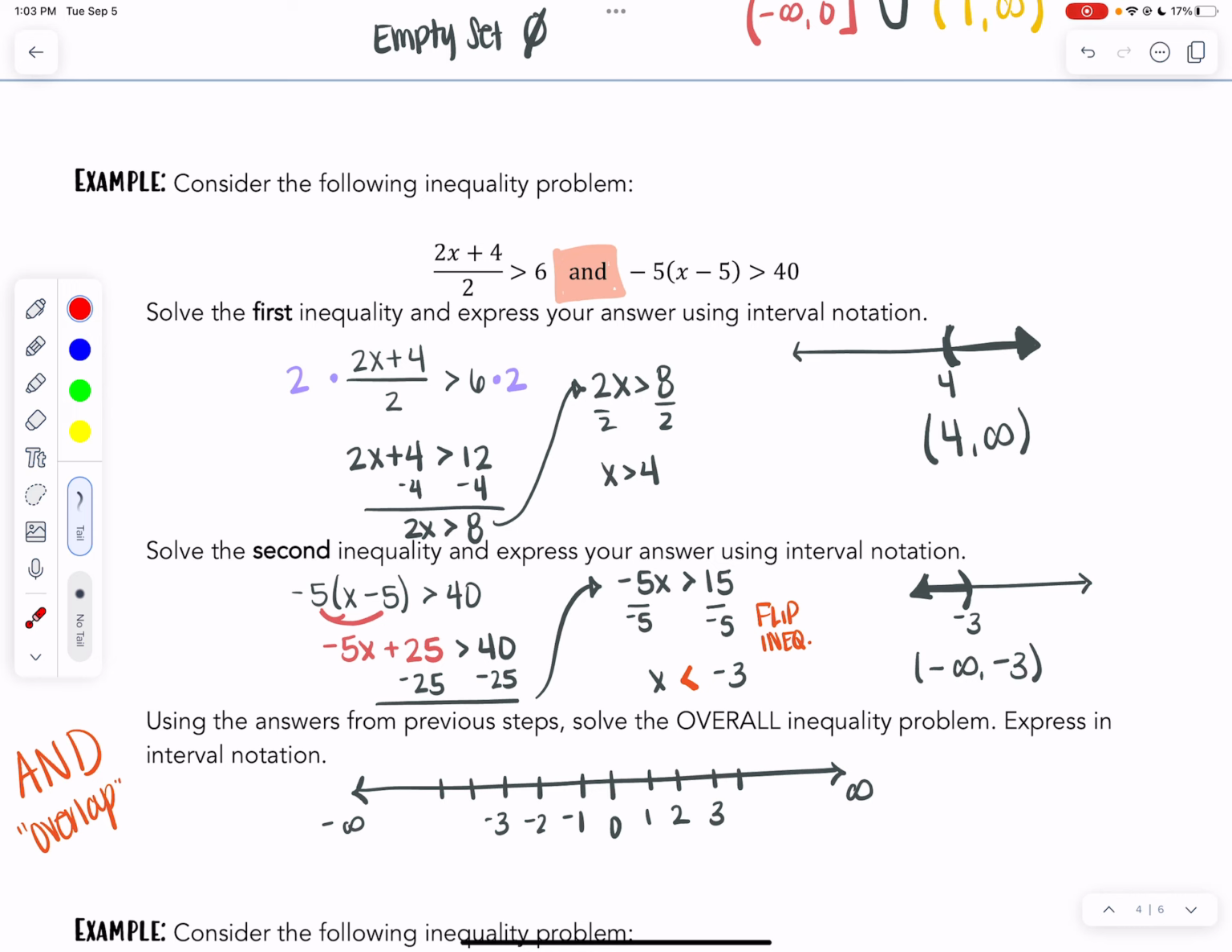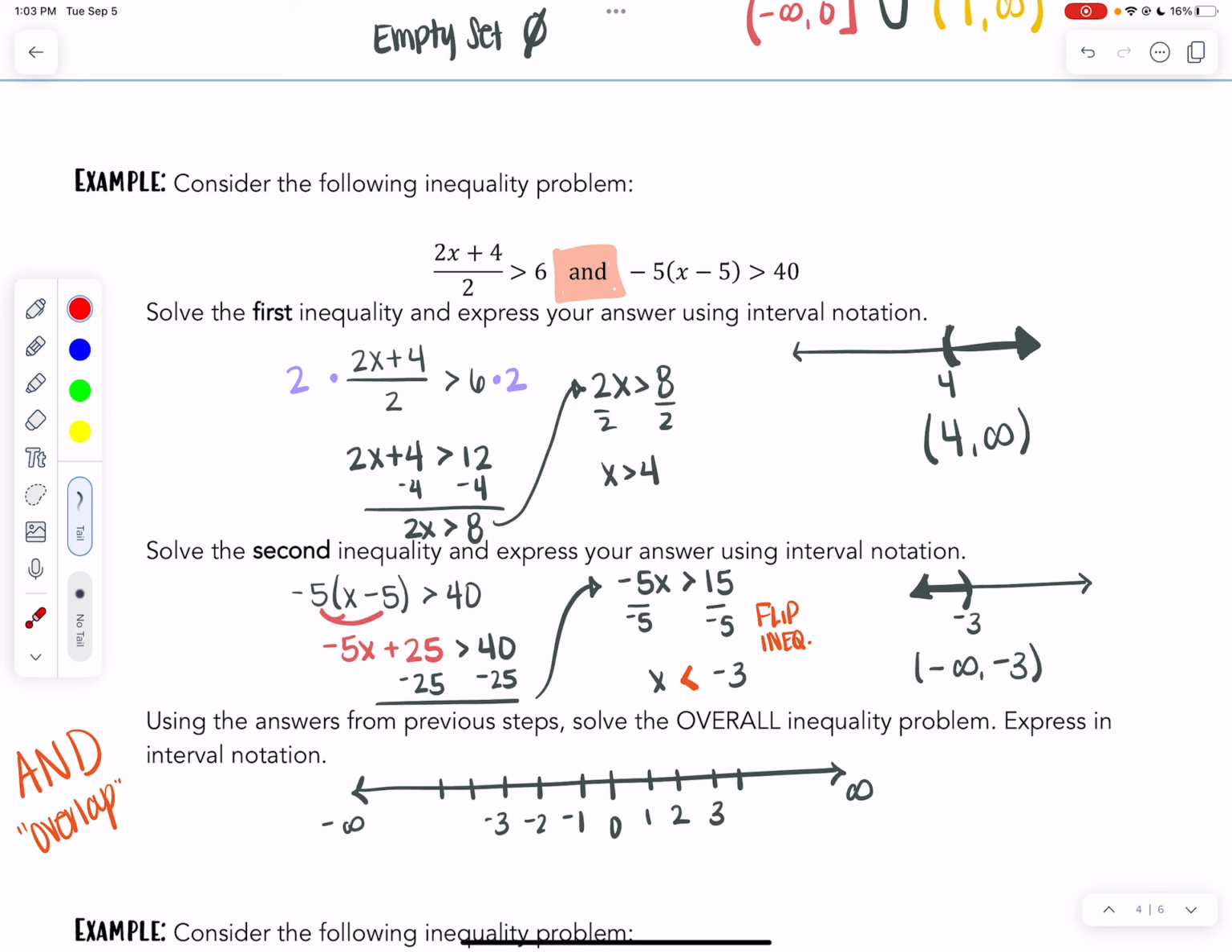So step 1 in Hawks is going to ask you to solve the first inequality, which I've already done for you. Step 2 in Hawks is going to ask you to solve the second inequality, which I've already done. If you're struggling with that, you need to go back to the 9.7 videos where we actually look at solving inequalities. But just for the sake of time, I went ahead and solved them for us. Here's our graph and our interval notation for the first one, graph and interval notation for the second one.